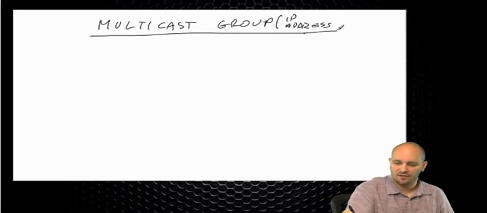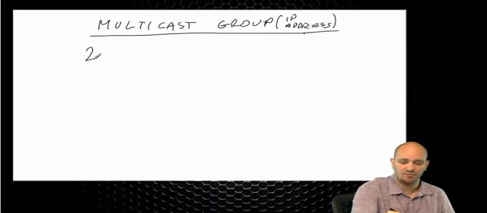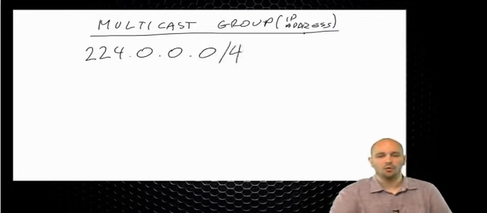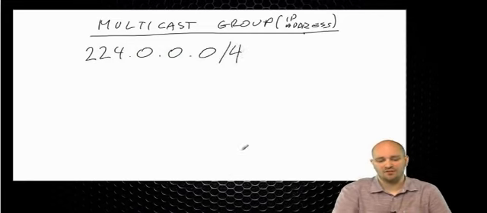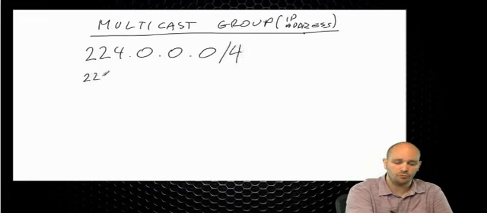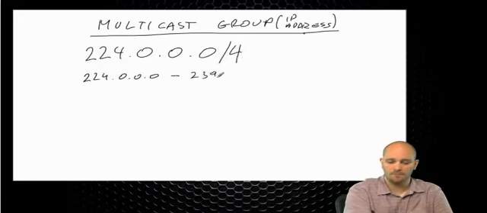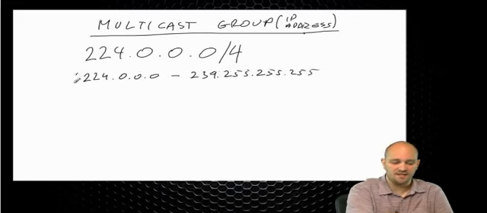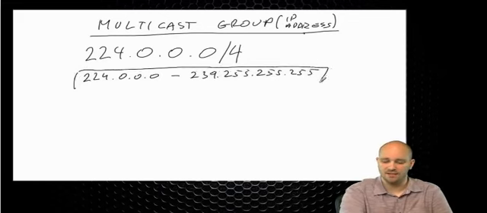If we have traffic that is sent to any of the IP addresses in this range, we know that this is multicast traffic because this is a reserved range for multicast. It is from 224.0.0.0 to 239.255.255.255. So this is the valid range of multicast addresses.